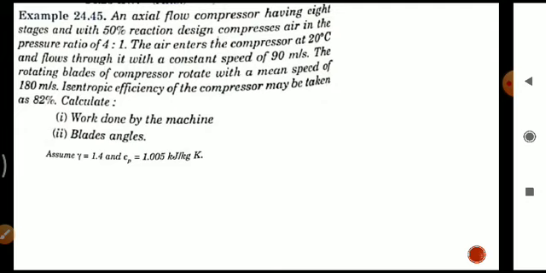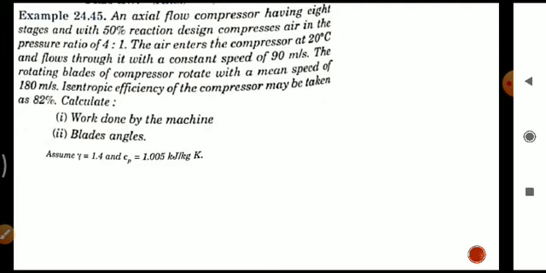In this question, for calculating the work done, we can use the equation in terms of temperature, because they have given the inlet temperature and the isentropic efficiency. So we use the equation for work done in terms of temperature, that is m cp delta T if the mass is given, or cp delta T, where delta T is the temperature rise, T2 minus T1. T1 is given as 20 degrees Celsius. We have to calculate the value of the final temperature, T2.